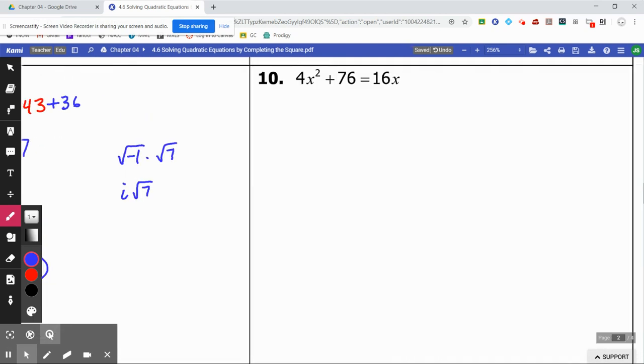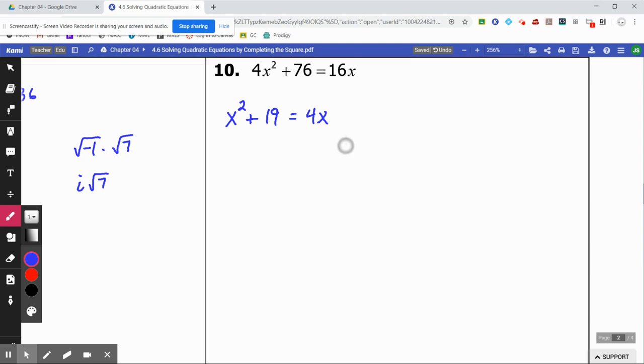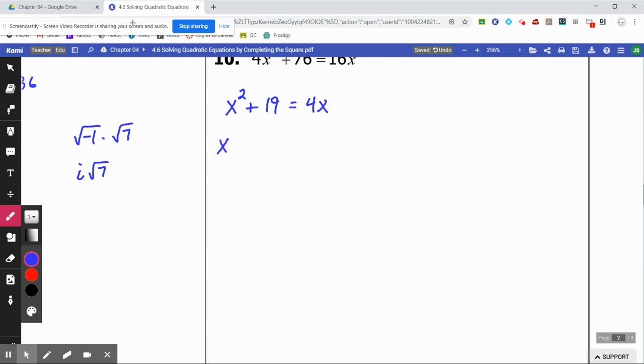And the last one. Again, everything is divisible by 4, so we have x squared plus 19 equals 4x. That's always a great first move when you're solving any type of equation. If you ever have an equation to where everything's divisible by something, why not reduce it just like you would a fraction? Let's move all of our x's to one side. So 4x becomes negative 4x. Move your 19 to the other side by subtracting.